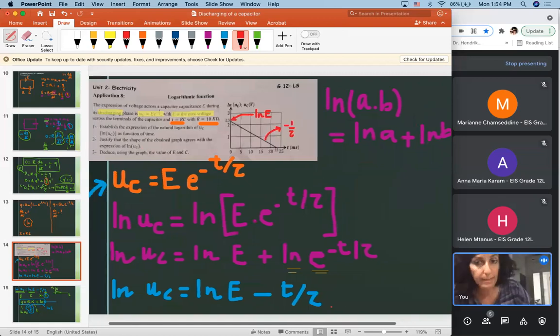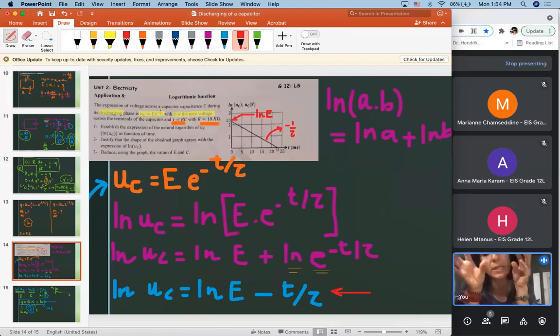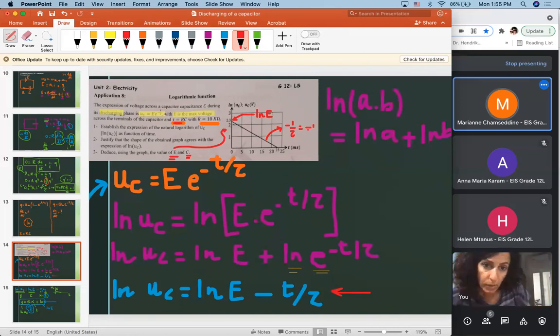Why? Because this function is the equation of a straight line. You arrange it as y equals ax plus b, and you explain what is a and what is b. So yes, it is the equation of a straight line. They told you, using the graph, find E and C. You say the y-intercept is ln E, so you find E. You say the slope is -1 over tau, so you find tau. And tau is equal to RC, so you find C. Okay, if you want, this is -1 over RC.